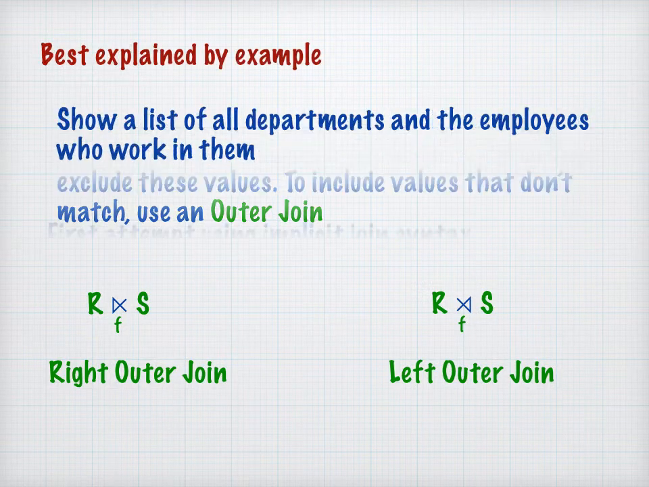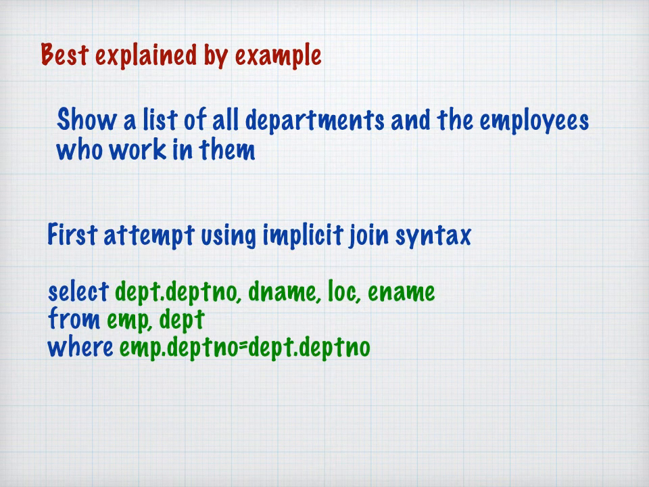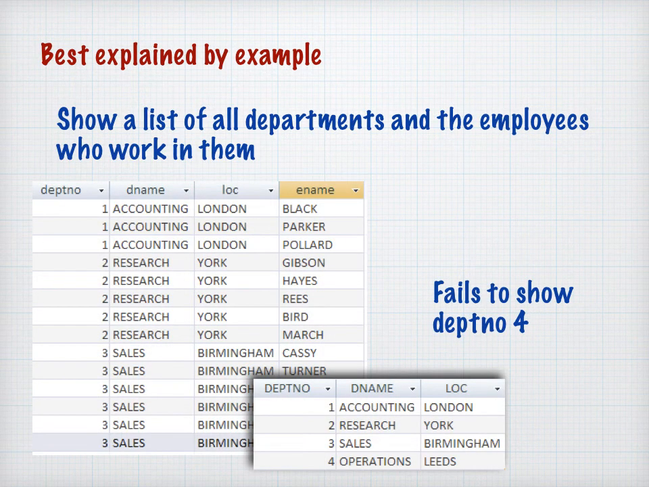So let's go back to something which is sort of similar to what we were doing before, but let's be quite precise about it. Let's imagine that we had this query which says, show a list of all departments and the employees who work in them. So you start off and you use your implicit join syntax. That's when we go emp comma department, where, and so on. And when you run that over our emp and department tables, you get this.